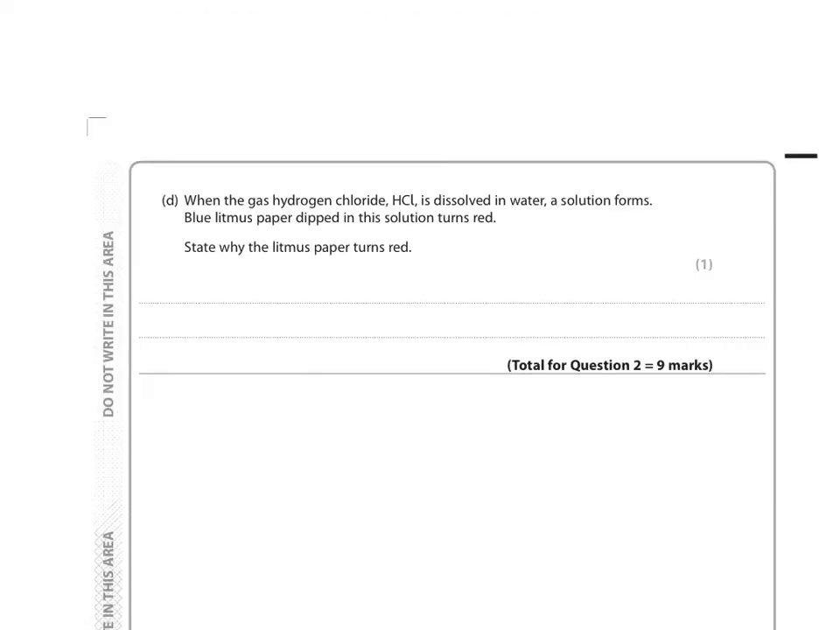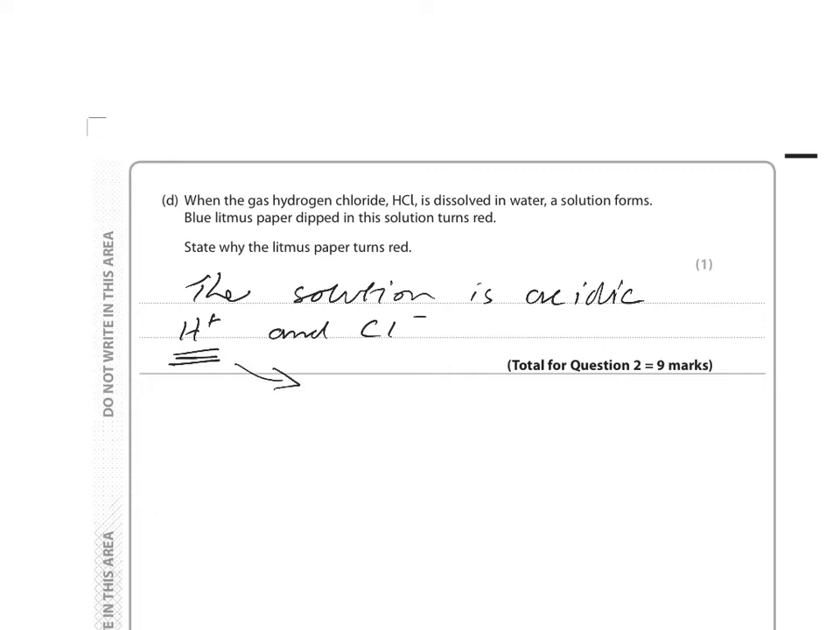Part D says when the gas hydrogen chloride is dissolved in water, solution form, and blue litmus paper dipped in the solution turns red, state why this litmus paper turns red. And the answer is the solution is acidic. And that would have got you the mark. The solution is acidic. And the reason that it's acidic is that hydrogen chloride splits up into H plus and Cl minus, and it's the H plus which makes it an acidic solution.